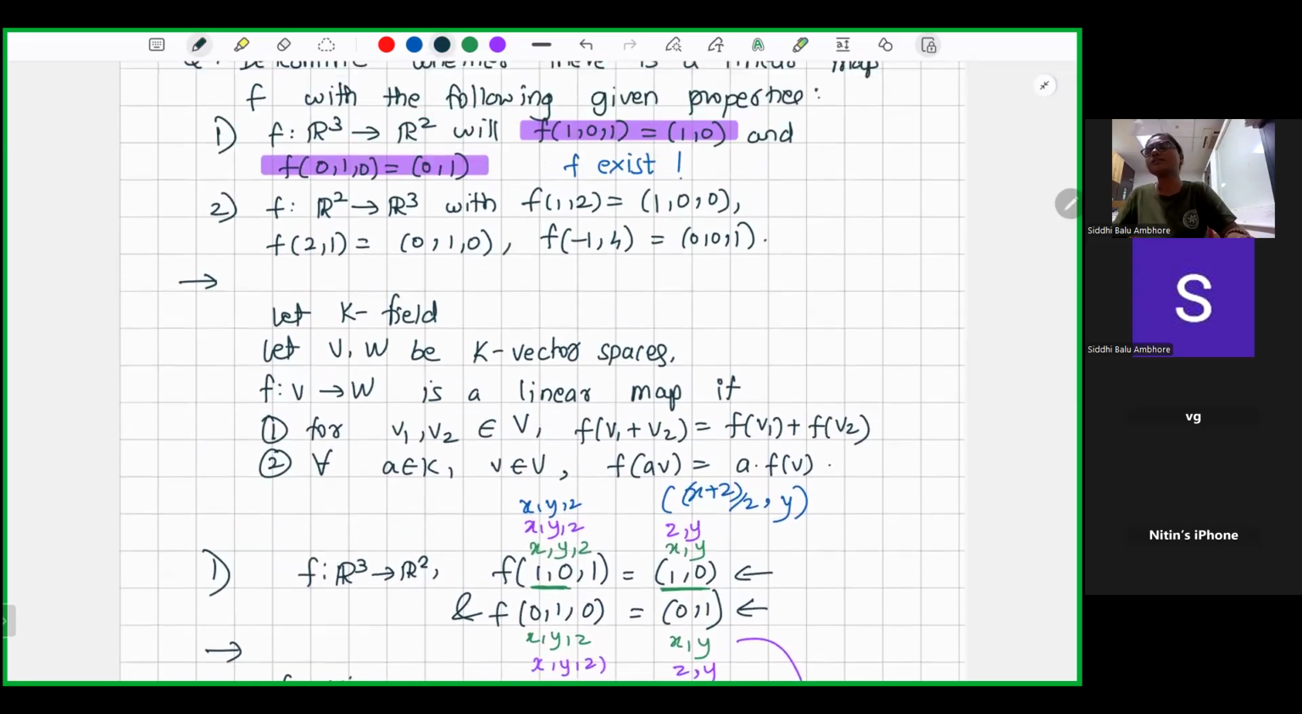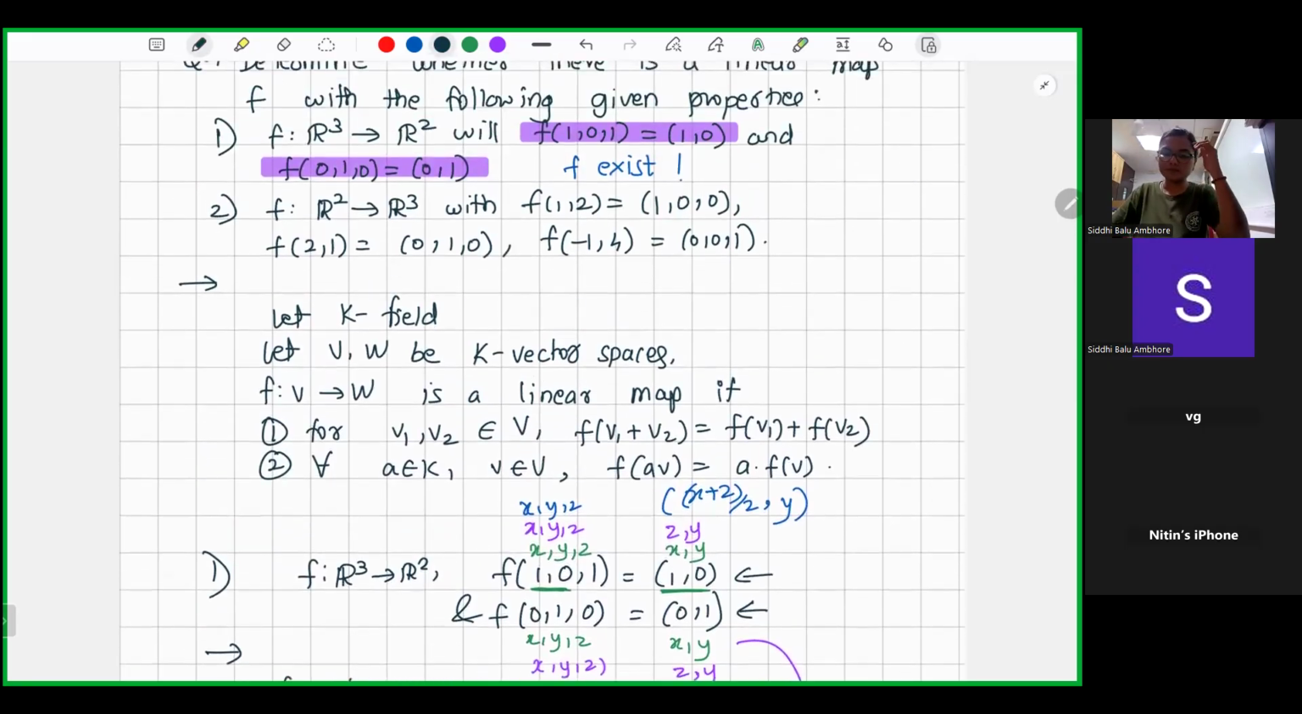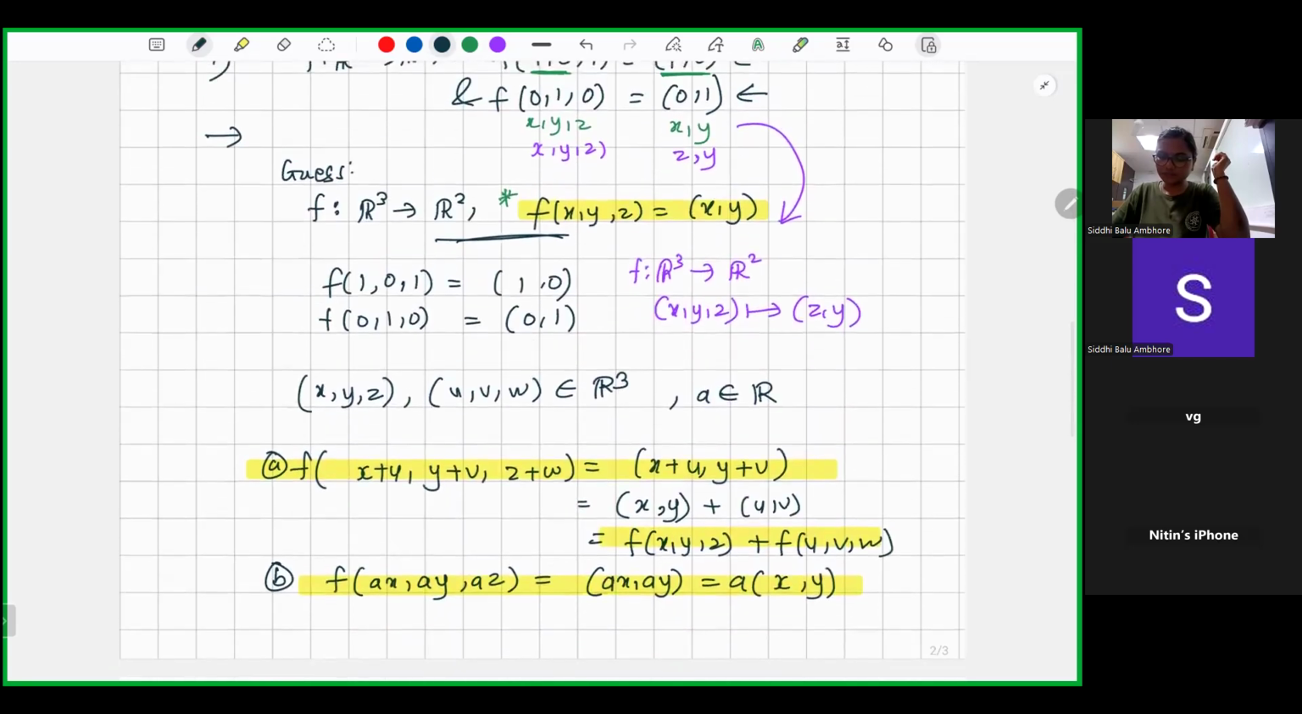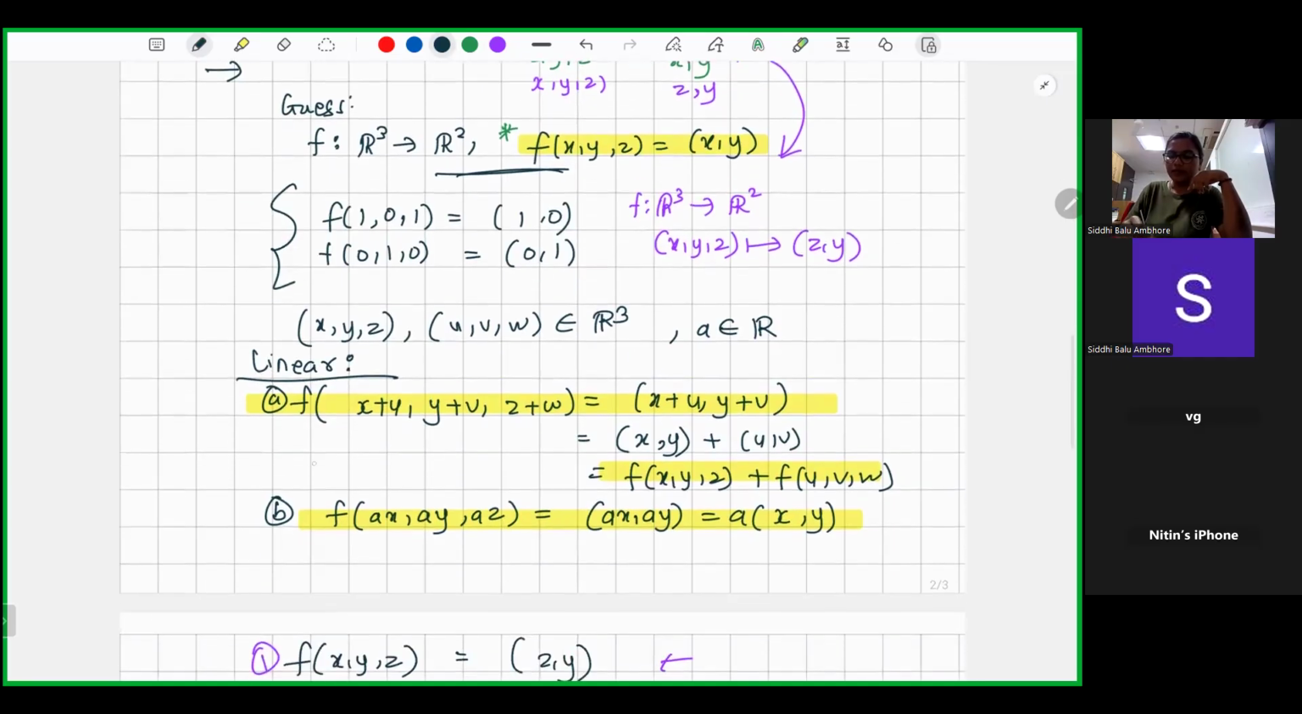Sorry, sir? Down where you have marked in yellow color, we have shown the property that if it is a linear map, then as you mentioned, f of... This is satisfied here. And this is a linear map. We are proving that f, the way we have defined it, is a linear map by proving these two properties.